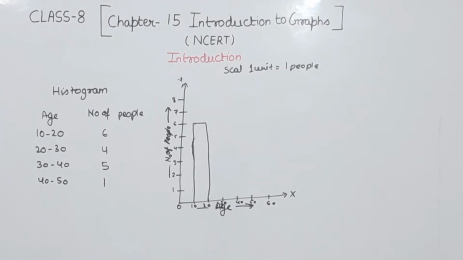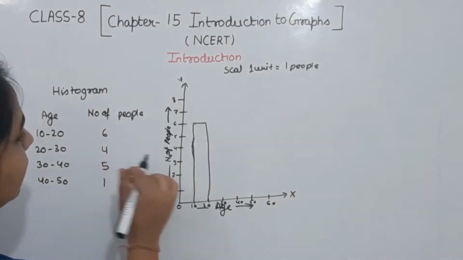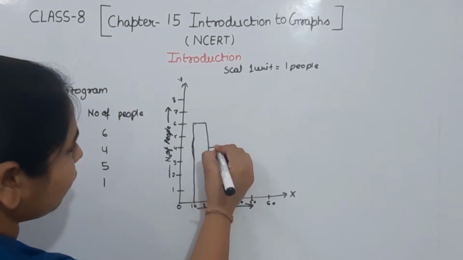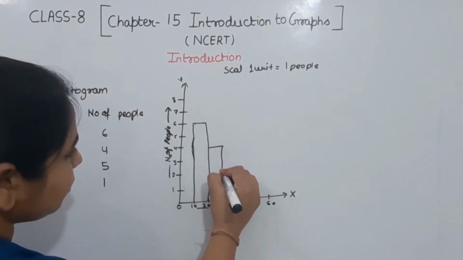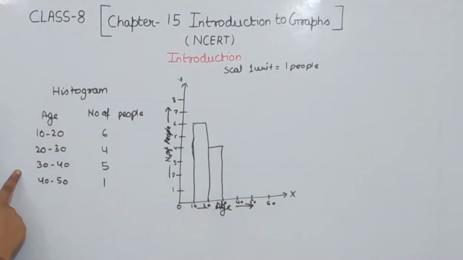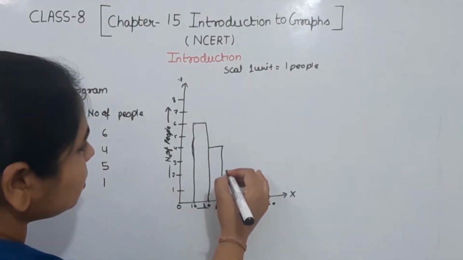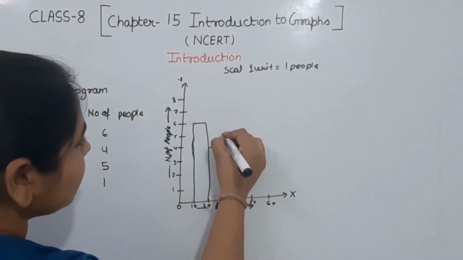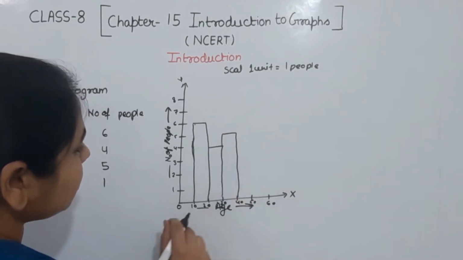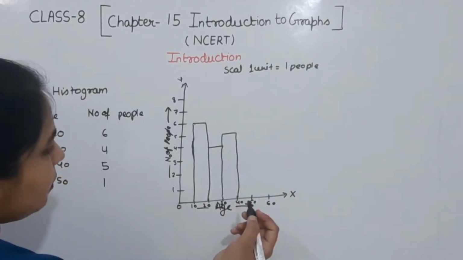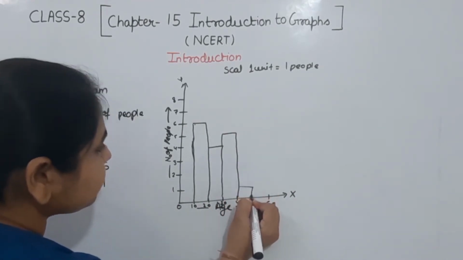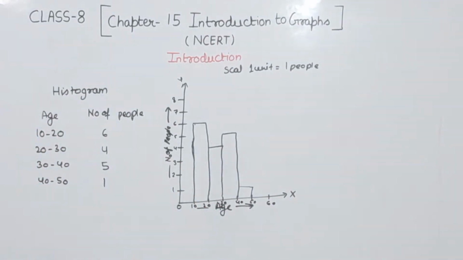So for this one we have 20 to 30, and the data we have is 4. So we are going to show this one here. Now coming to the next one, 30 to 40, we have 5. And 40 to 50 we have 1. So these are the values we have.